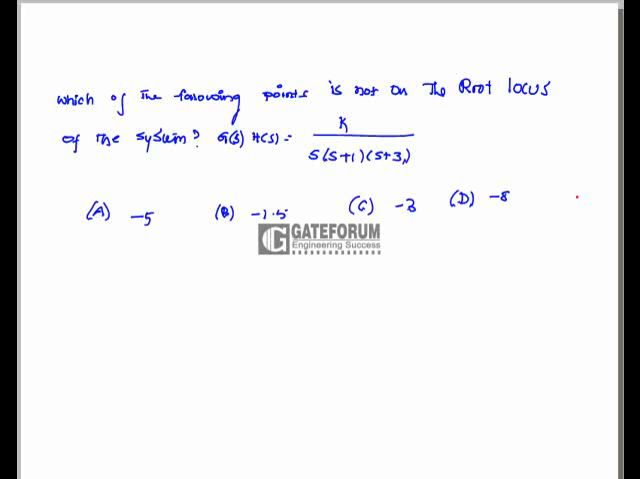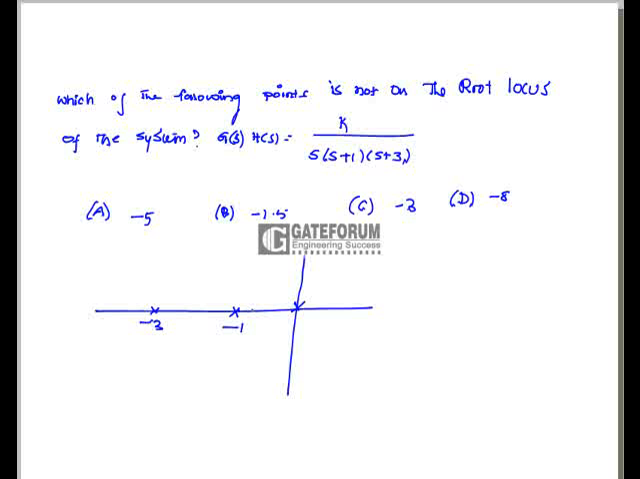is not lie on the root locus of a system. See, the open loop transfer function is given as G(s)H(s). If we plot root locus for the given open loop transfer function, the poles are located at 0, that is origin, -1, -3. Here, the point on the real axis is going to be in the root locus.